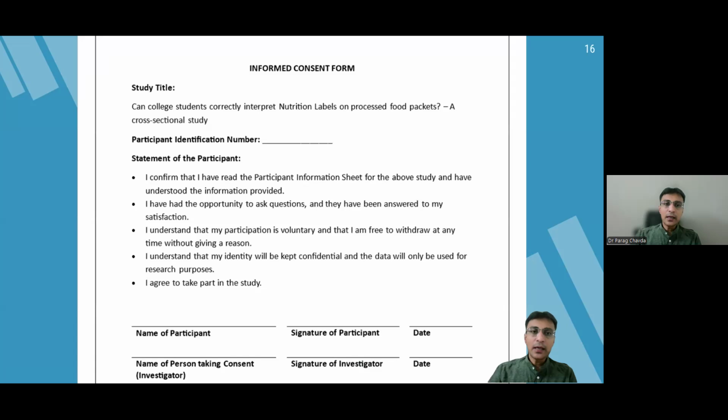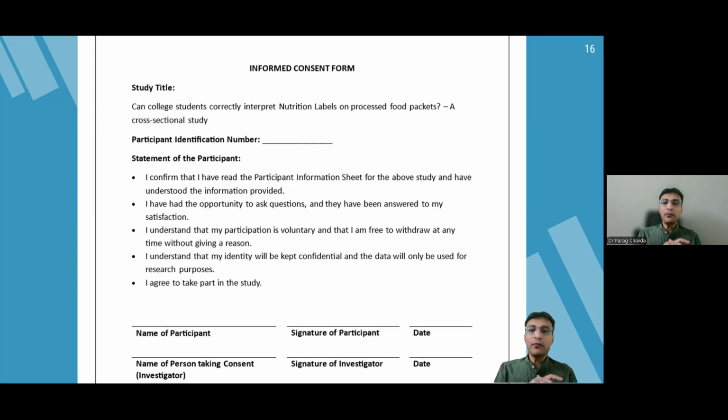So apart from this, the second document is the informed consent form. So you are giving one hard copy of the participant information sheet to your research participants. You are also giving them a copy of the informed consent form. Another copy of the informed consent form you will keep with yourself. So the informed consent form will also be in 2 copies, right? And both of those copies will have the name and signature of the participant and the researcher as well. So the informed consent form is just a signed document. This is how we say that the consent is written informed consent.